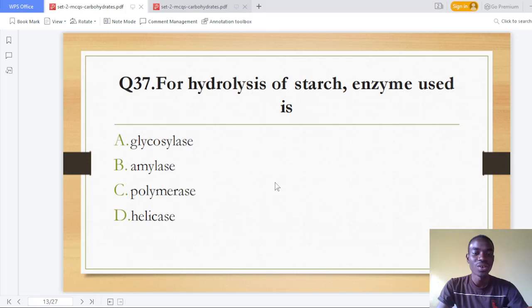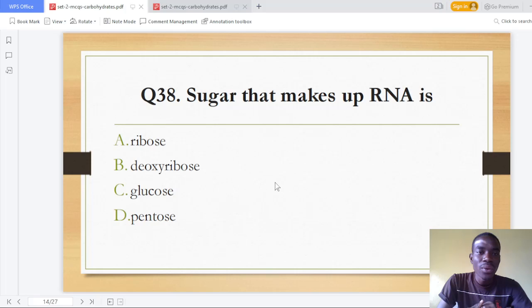Sugar that makes up RNA: A, ribose; B, deoxyribose; C, glucose; D, pentose. This question is quite simple because we know that in DNA we find deoxyribose, but in RNA we find ribose. Therefore, the best answer is simply A.